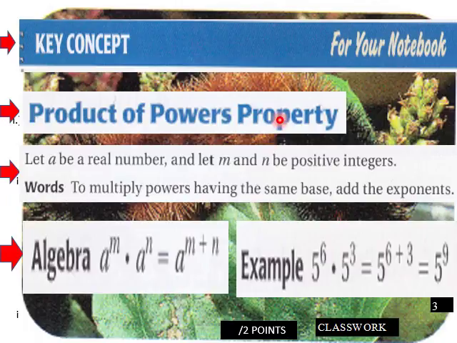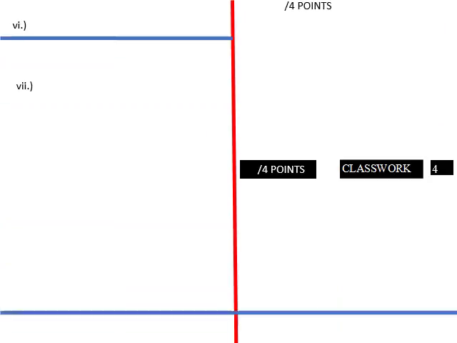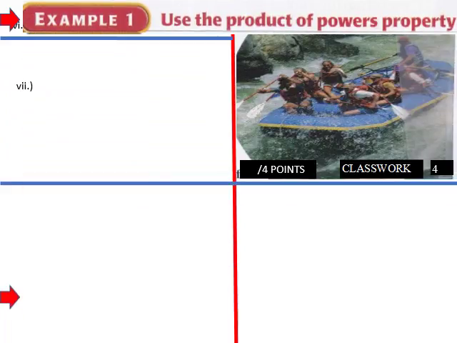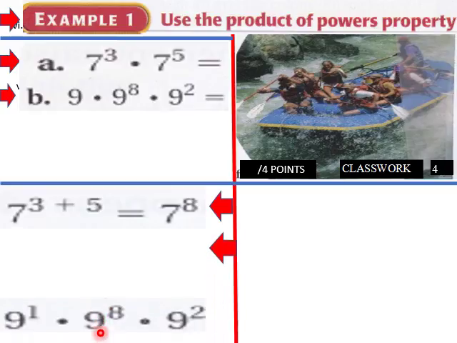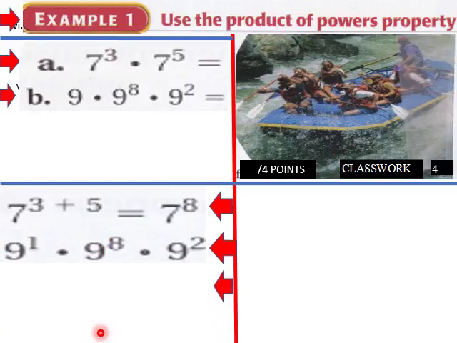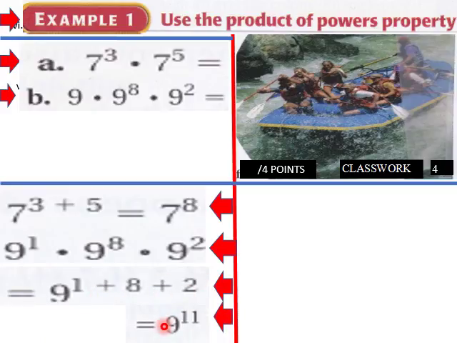Product of powers property. Use the product of powers property. 7 to the 3rd times 7 to the 5th power. You just add exponents here. 9 times 9 to the 8th times 9 squared. We shall add our exponents here. What does that equal, class? 9 to the 11th.